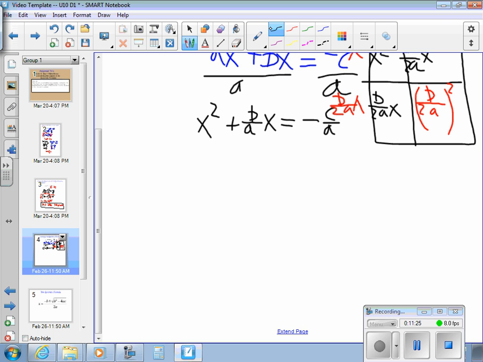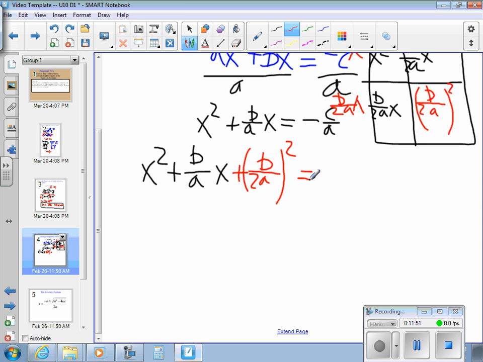So now I have x squared plus b over a x, and then I'm going to add to both sides of the equation here, plus b over 2a squared, and I'm going to add it to the other side of the equation as well, b over 2a squared, and then I've still got this minus c over a.